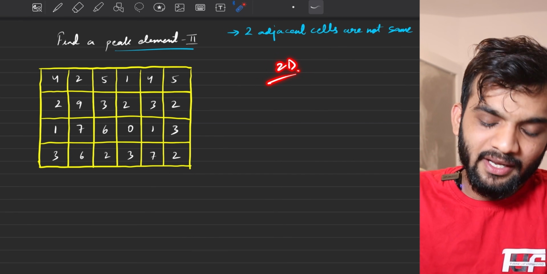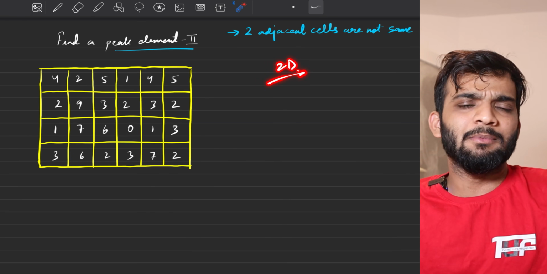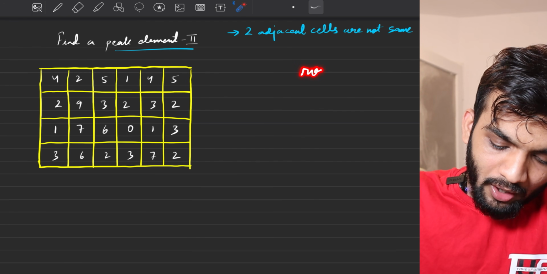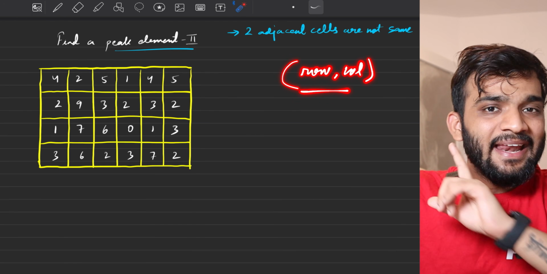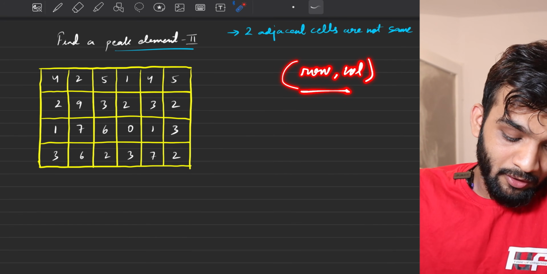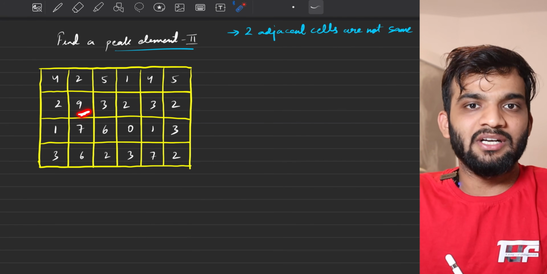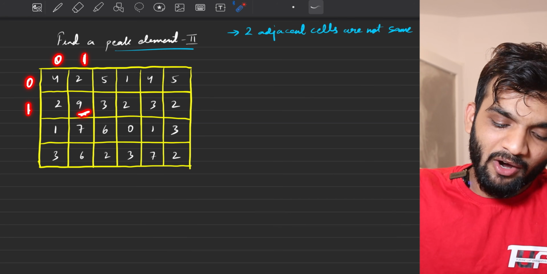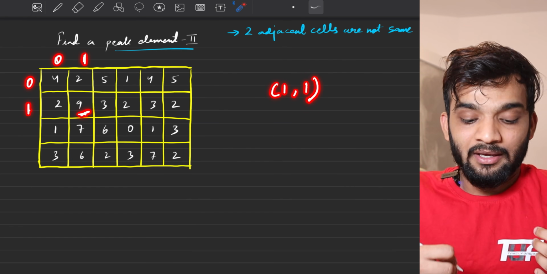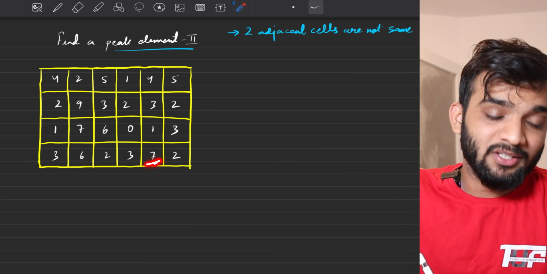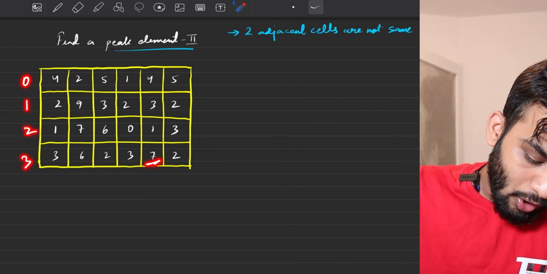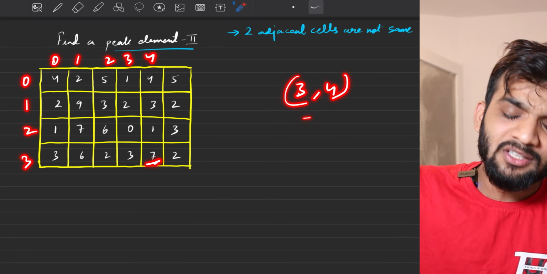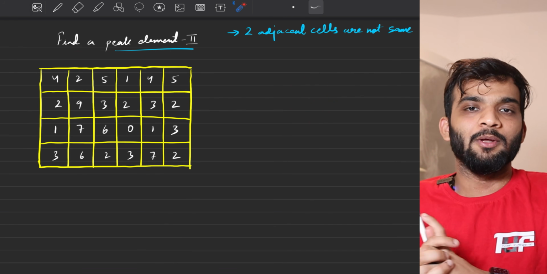Now in a 2D matrix, there can be multiple peak elements. Your task is to return the row and column of any one of them. Yes, any one of them. For example, you decide to return this peak element. It is on row 1 and at column 1, so you'll have to return 1, 1. In case you decide to return this other one, it's on the 3rd row and the 4th column, so you'll have to return 3, 4. So this is what the problem is stating.